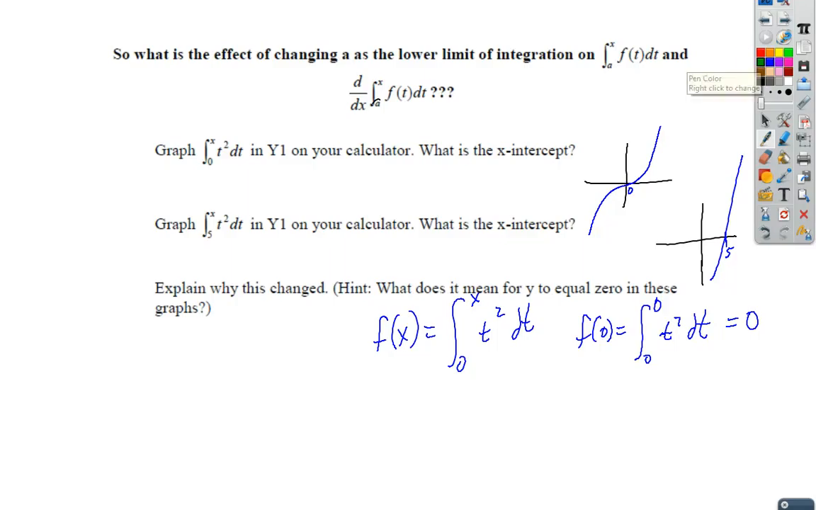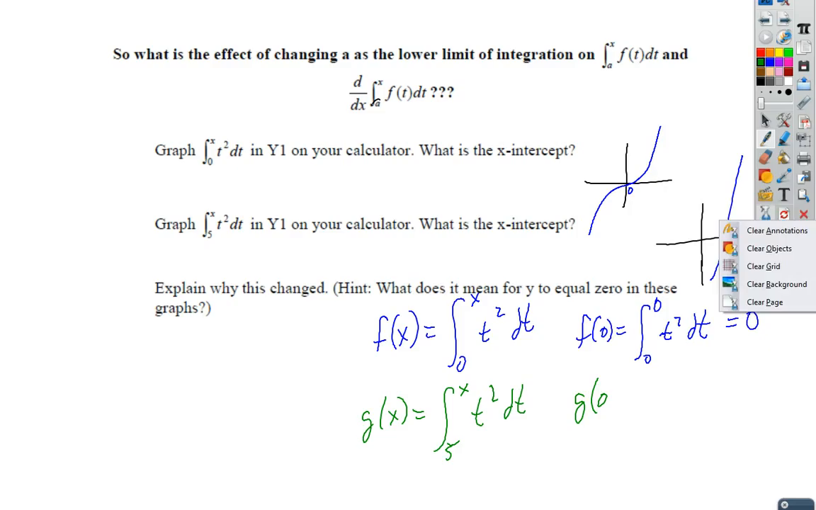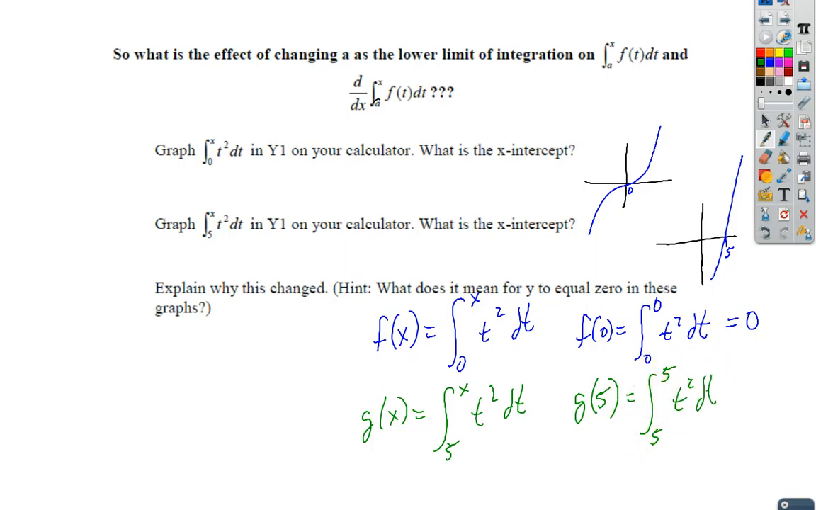However, when I do the second one, and I'm going to call it g of x, is equal to the integral from 5 to x of t squared dt. Well, what is g of 0? Not g of 0, excuse me. G of 5. Well, that's going to be equal to the integral from 5 to 5 of t squared dt, which is equal to 0. Ta-da. All right, let's go next.